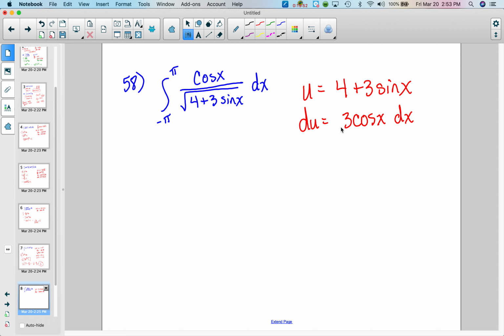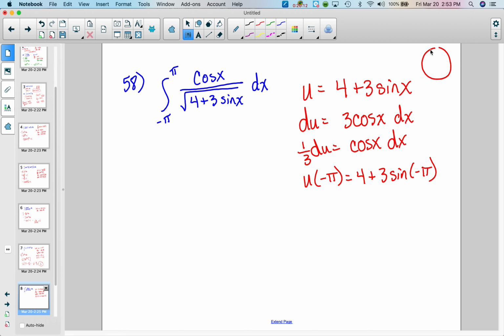Look up here what we have. So I want to get rid of this 3, so I'm going to have 1/3 du equals cosine x dx. Now I want to find my new limits. So u of negative pi is going to give me my lower limit. So I need to evaluate 4 plus 3 sine of negative pi.